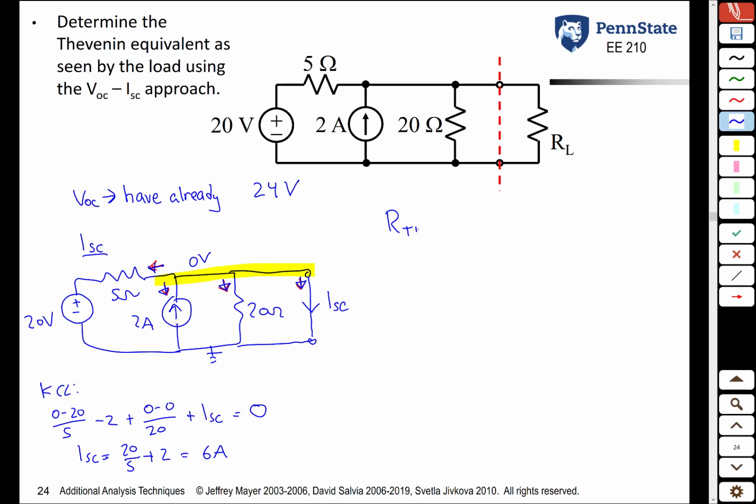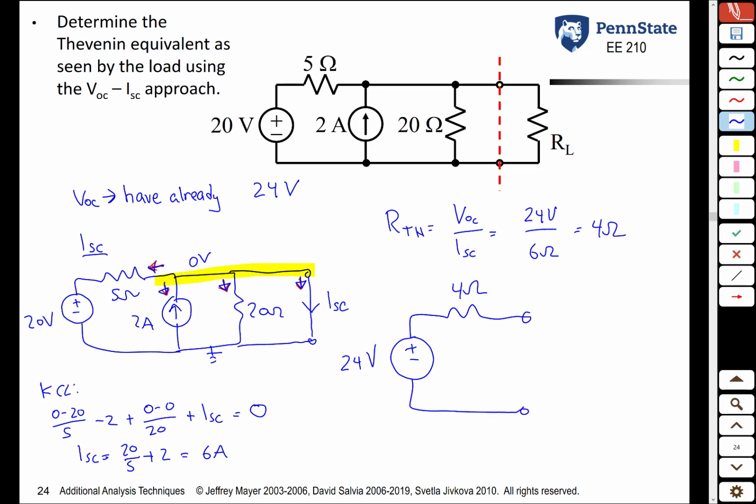From here, you can get R Thevenin. R Thevenin, by definition, is VOC over ISC. So 24 volts over 6 amps, 4 ohms. If you compare that to the example a couple pages ago, you see it's the same value, 4 ohms, but found via a very different method. So the Thevenin model, once again, is 24 volt source and a 4 ohm resistor. What this means is as far as the circuit to the right is concerned, all of this stuff on the left is equivalent to this model here.